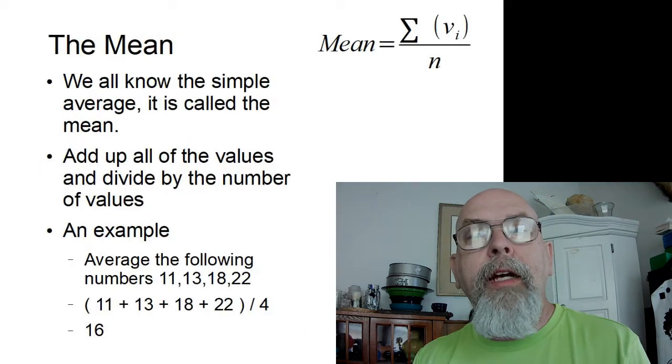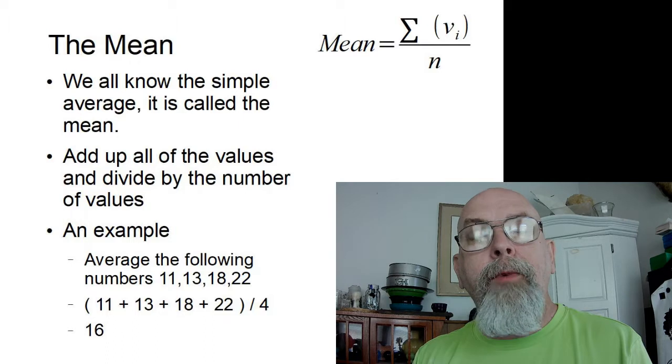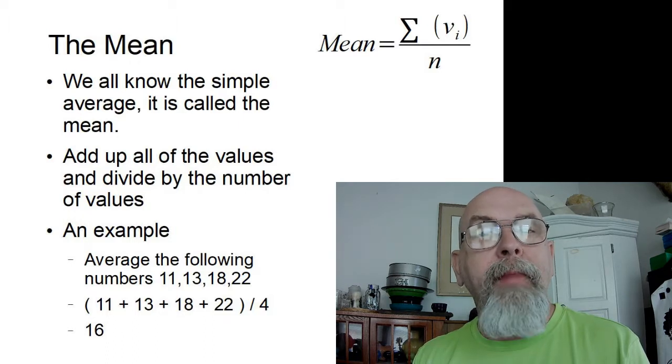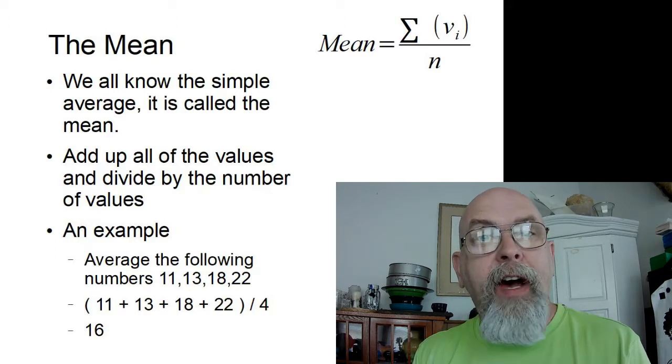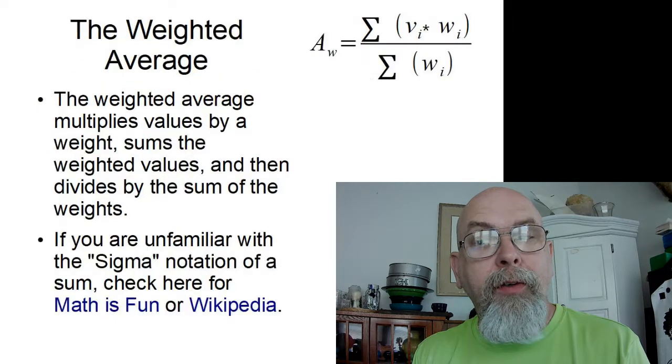Let's start this discussion with a review of the arithmetic mean. A mean basically is the old average we know how to do. Add up all the values and divide by the number n, the number of values there were.